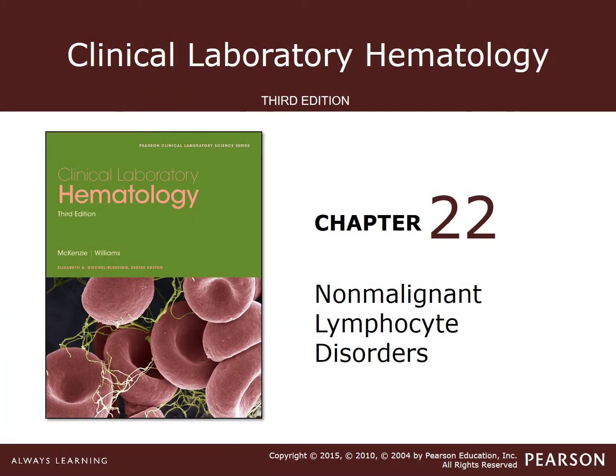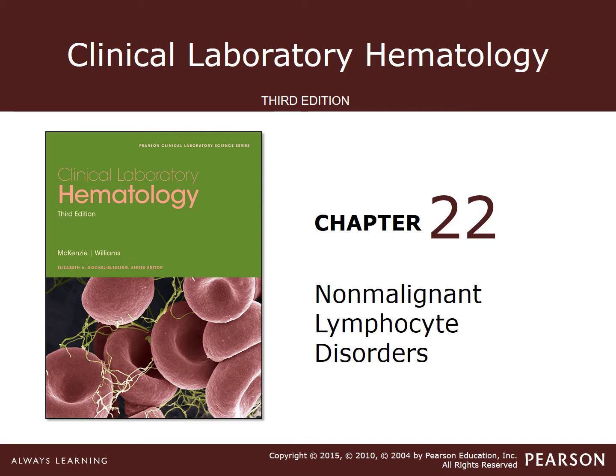We're going to talk about Chapter 22, Non-Malignant Lymphocyte Disorders. Here we're going to begin discussing conditions associated with quantitative and qualitative alterations in lymphocytes and describe some of the disease states and other types of acquired characteristics seen in lymphocytosis. A discussion of lymphocytopenia that involves immune deficiency states, both acquired and congenital, will follow.